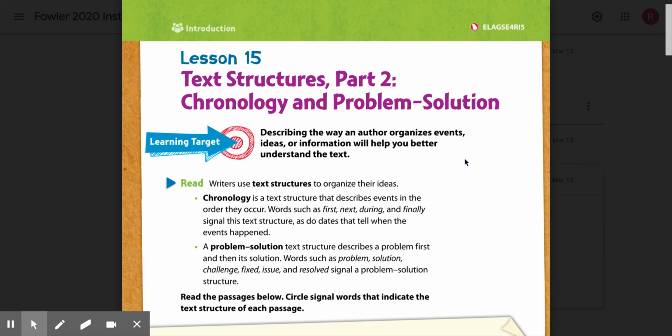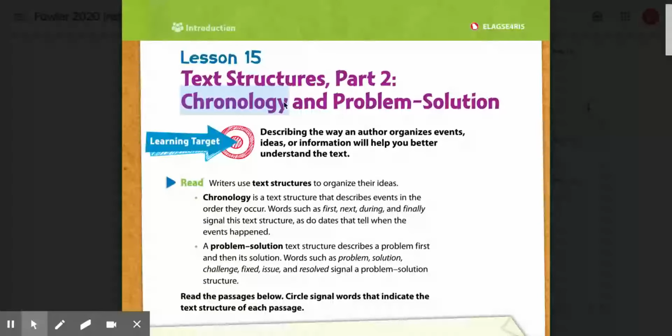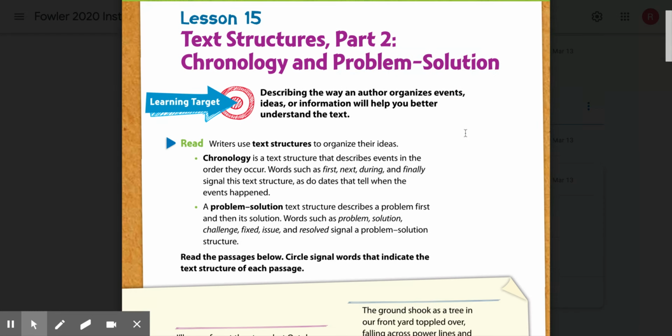So today what we're doing is we're switching over from compare and contrast and cause and effect to chronological or sequence, and problem and solution. When you see the word chronology or chronological, I want you to think sequence. It's the order of how things happen in time. And when you think of problem and solution, obviously there's a problem, and then you have to find a solution for it, or it's stated in the text.